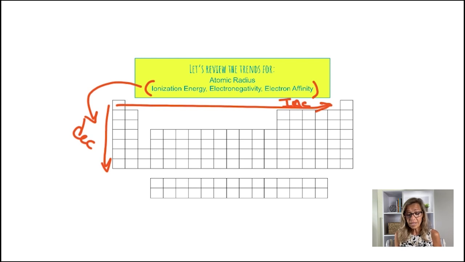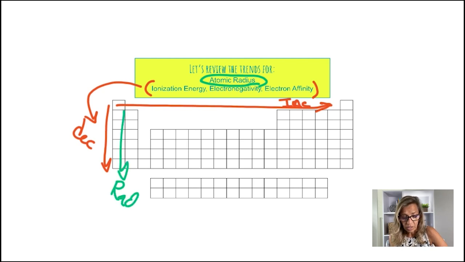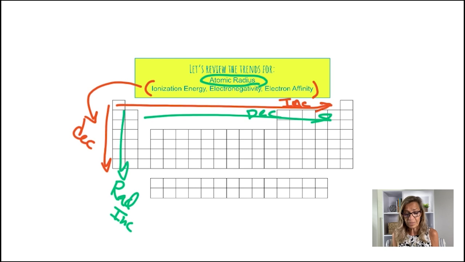And then the one that is the opposite of that is the radius. And this one I think is pretty logical, okay? So the radius increases as we go down. And then what does it do as we go across? The radius decreases. It's the opposite.